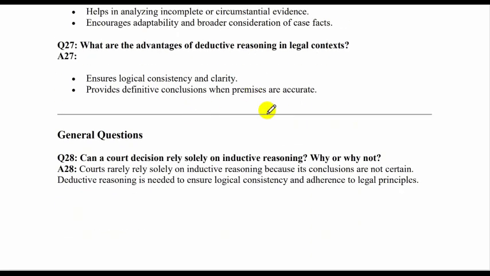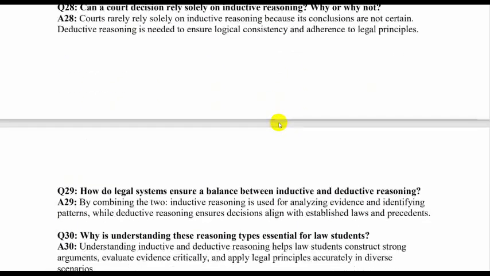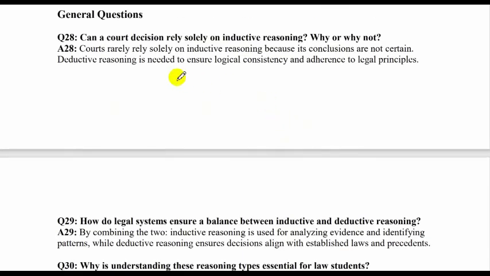What are the advantages of deductive reasoning in legal contexts? Deductive reasoning ensures logical consistency and clarity, and it provides definitive conclusions when premises are accurate. General questions. Can a court decision rely solely on inductive reasoning? Why or why not? The courts rarely rely solely on inductive reasoning because its conclusions are not certain. Deductive reasoning is needed to ensure logical consistency and adherence to legal principles.